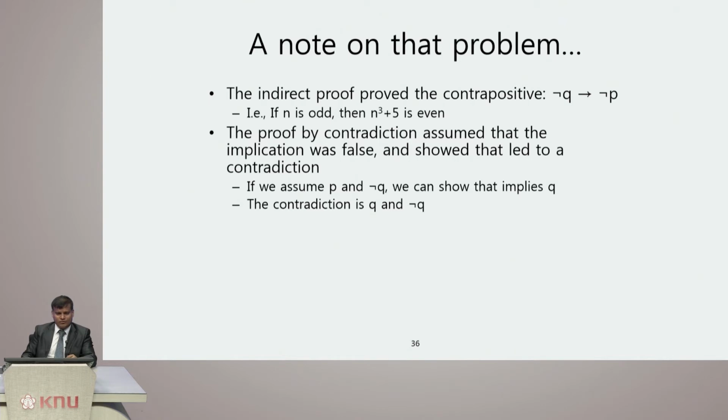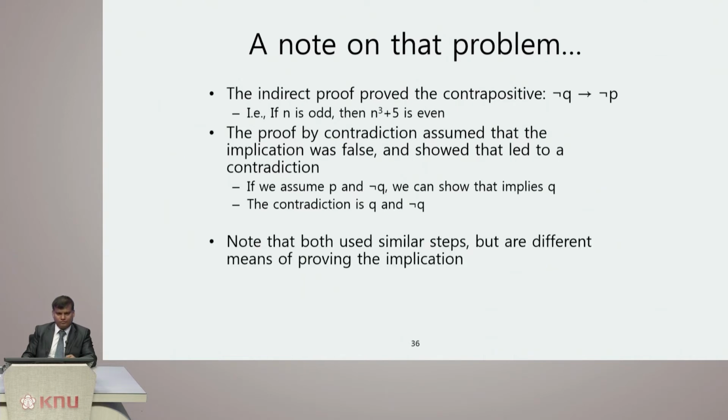If we assume P and the negation of Q, we show that it implies Q. So the contradiction is Q and negation of Q. That's where the contradiction came in the previous example that we have seen: Q and negation of Q.